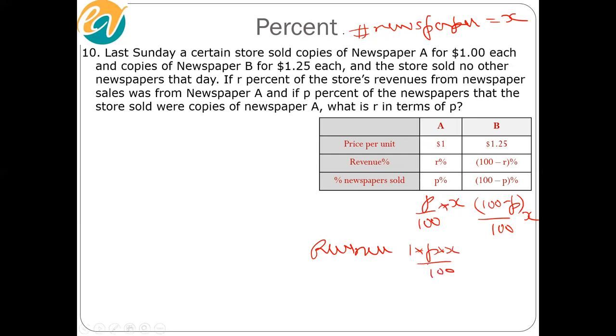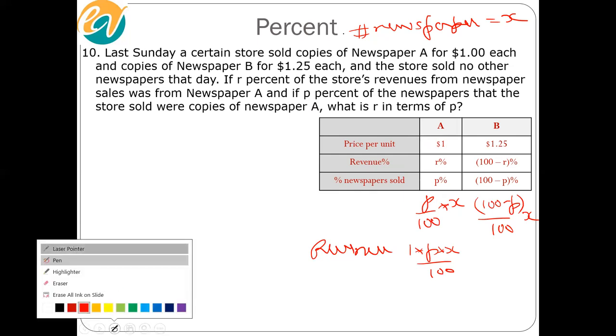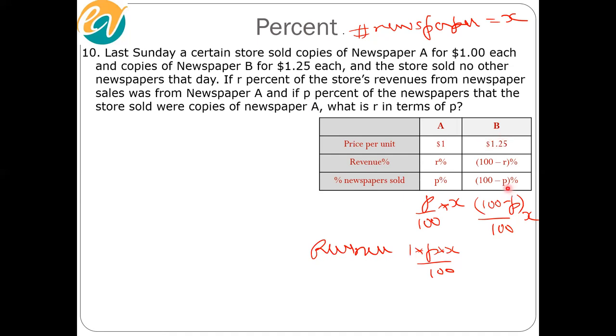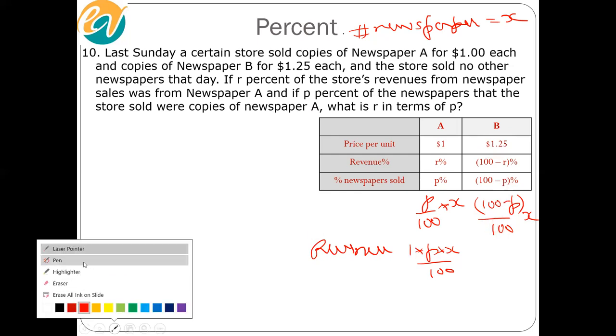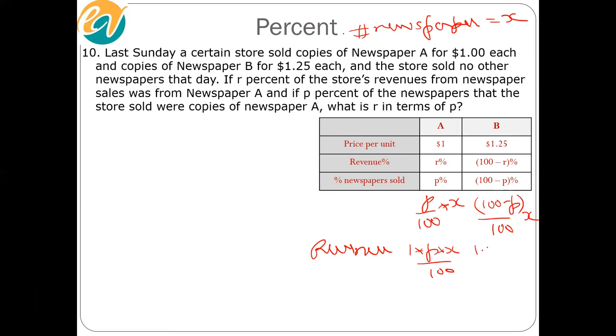Similarly, can you tell me how much revenue the store derived from the sale of newspaper B? Price per copy of newspaper B into the number of copies of newspaper B sold, right? Which would be 1.25 into 100 minus P upon 100 into X. Are we clear so far? This is the total revenue that the store derived from the sale of newspaper A, and this is the total revenue from the sale of newspaper B.